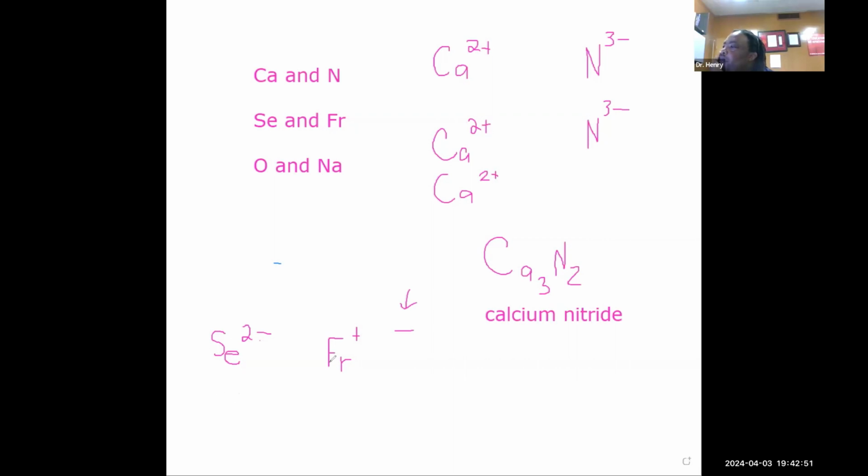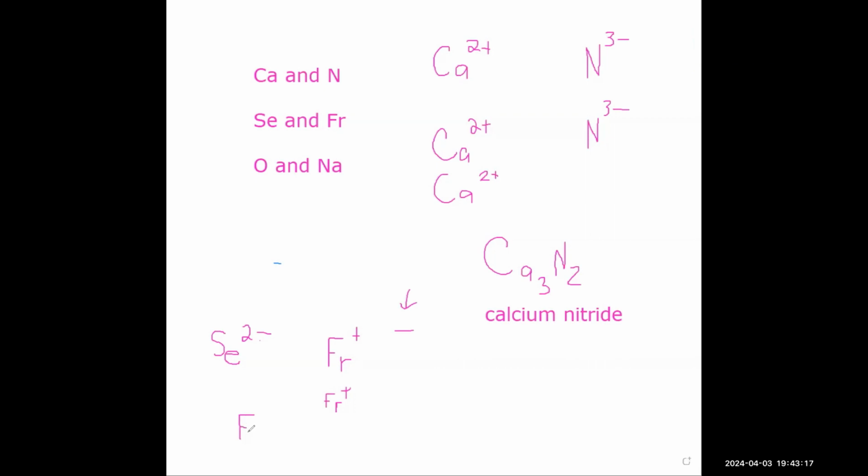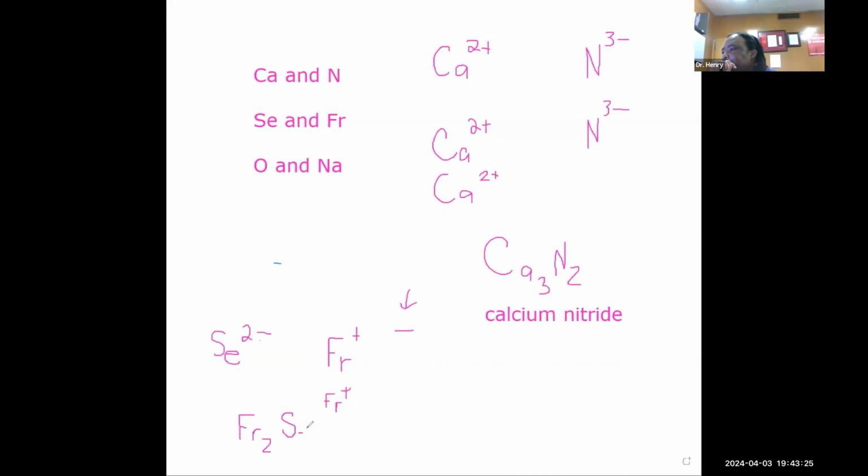Okay. So then how many of each will I need to balance each other out? One selenium and 2 francium. Okay. So then what comes first? What would be my chemical formula? Would it be francium because it's positive? Okay. And there'll be 2 of them. Okay, so then what will be the name?